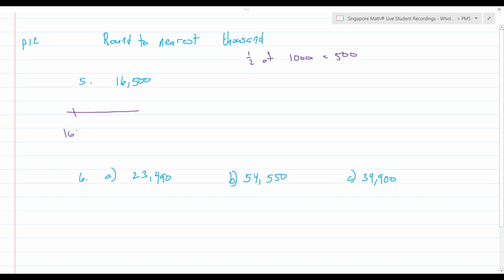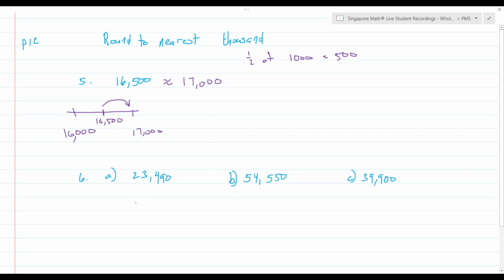16,500 is between 16,000 and 17,000. In fact, it's exactly halfway between 16,000 and 17,000. It's not nearer to either. So we have a rule. The rule is round up. So at 16,500, we're going to round up to 17,000.